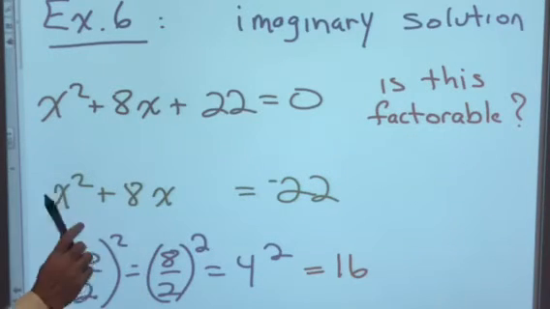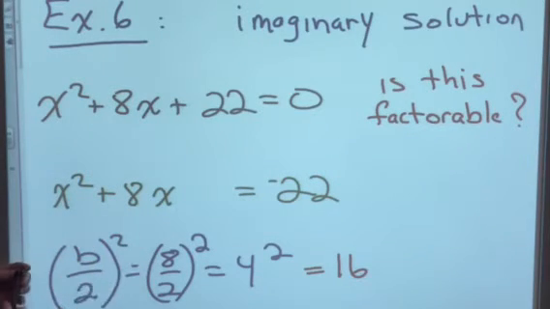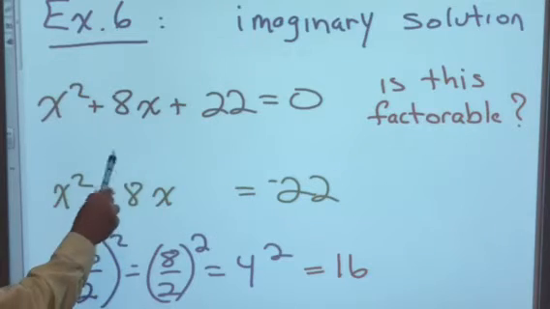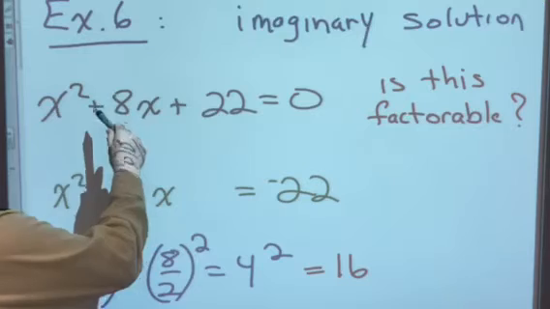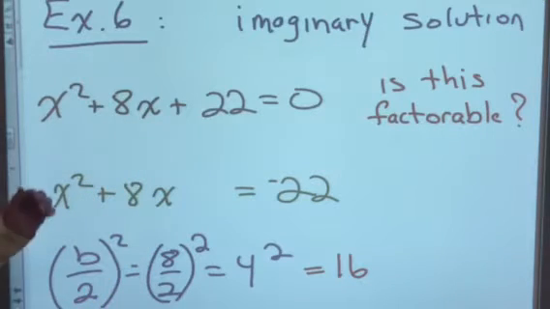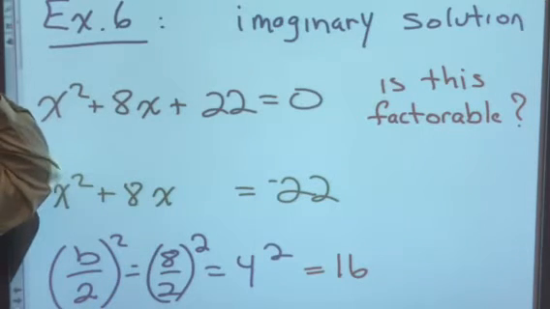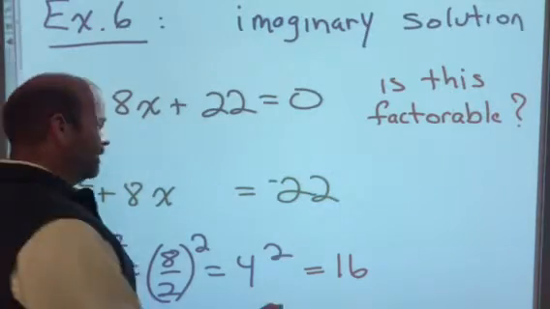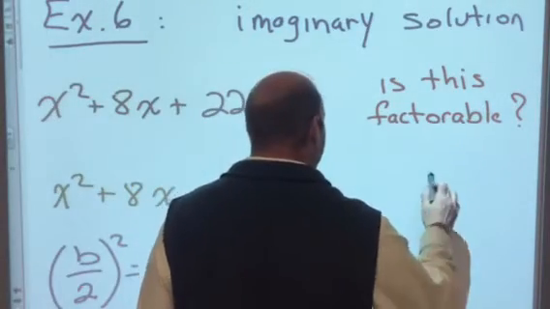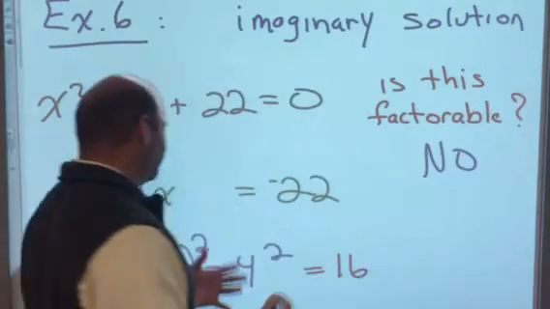Example 6, imaginary solution. What happens if you get an imaginary solution? Is this factorable? Can you factor two numbers that multiply to 22 and add to 8? 2 times 11, 4 doesn't go into it, 6 doesn't go into it, so it's not factorable. So what are you going to do?